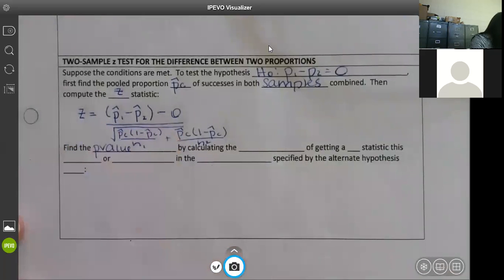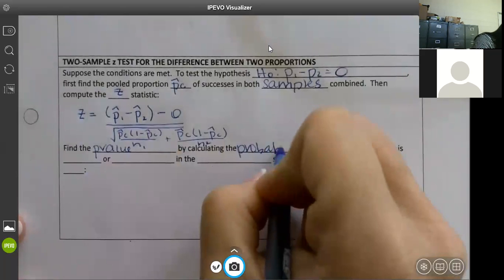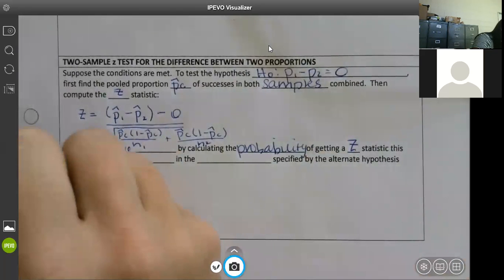Find the p-value by calculating the probability of getting a Z statistic this large or larger.